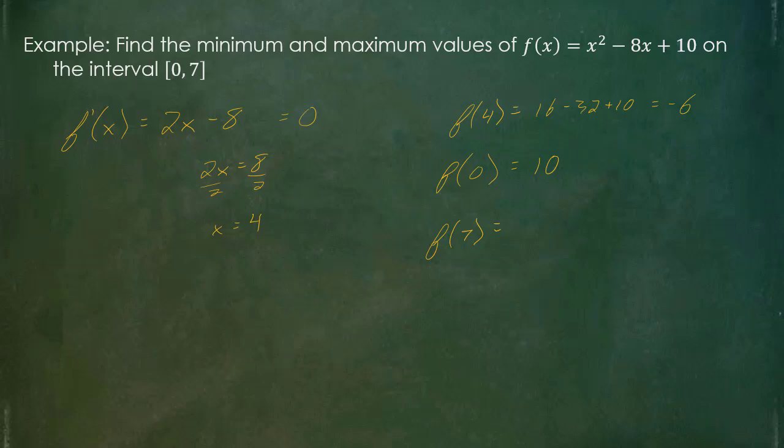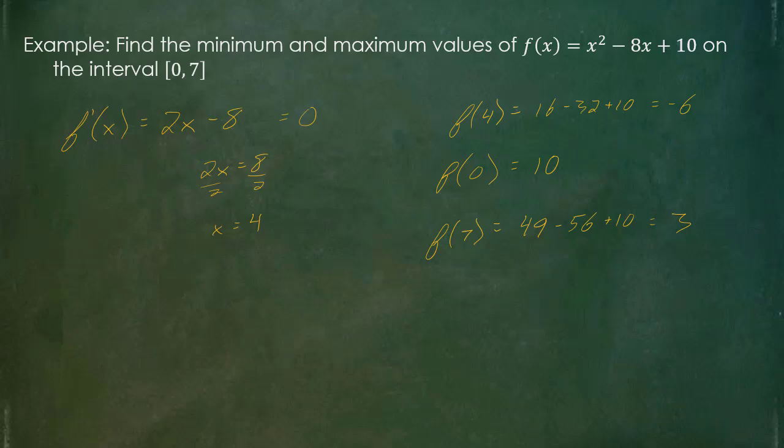So this one would be 7 squared, 49, minus 8 times 7, so that would be 56. And then plus 10. So 49, if I take away 56, would go to negative 7, plus 10 would give me positive 3. So now I just look at which number is the largest and which number is the smallest.